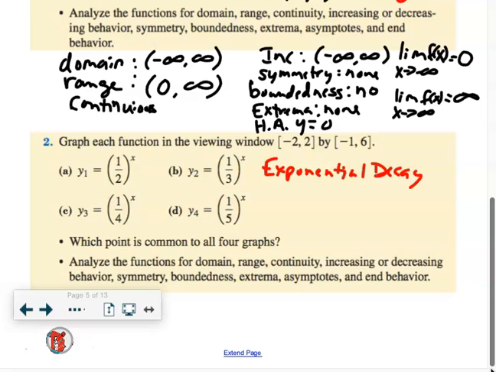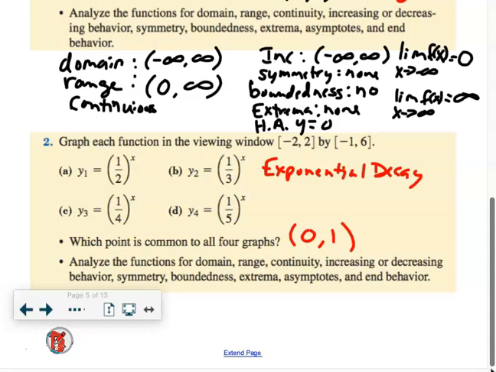Can somebody unmute and help us out with that? Which point will all of these have? Sydney, you're trying, but all I can hear is squelch. Doggone it, so your audio is not good today. They are all going to have that 0, 1.